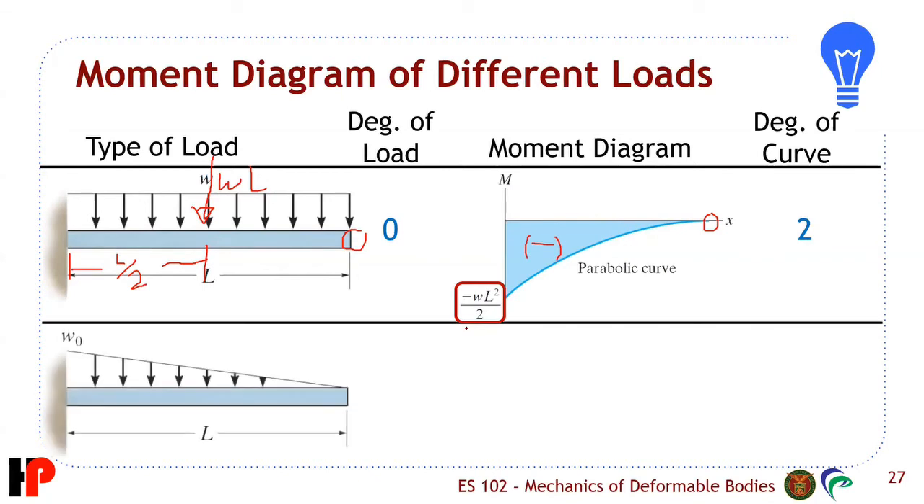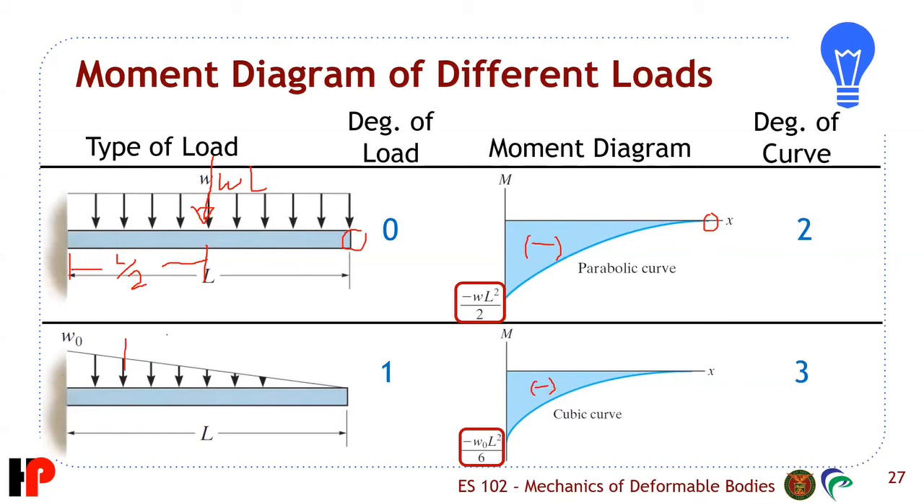Now, for a triangular load, this one is degree 1, because it is linear. The moment diagram corresponding to it is a cubic curve, or a third degree curve. Again, this is a negative moment, because the distributed load points downward. Now, how do we get this value? You might find it hard to memorize. If you can't memorize it, it is just the moment of the triangular load about this fixed support.